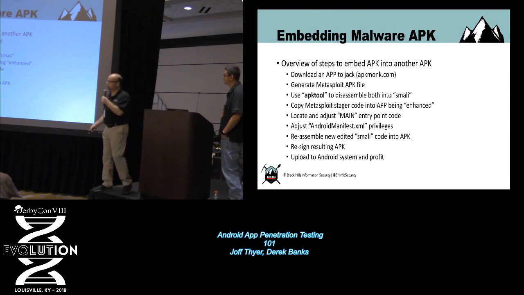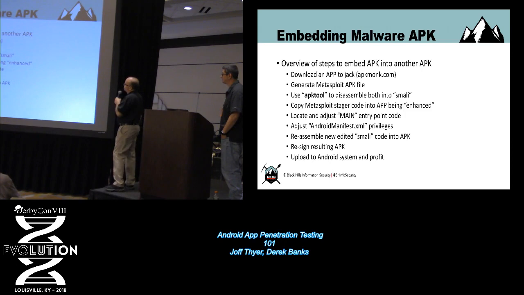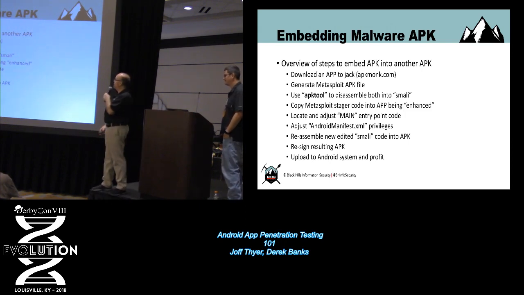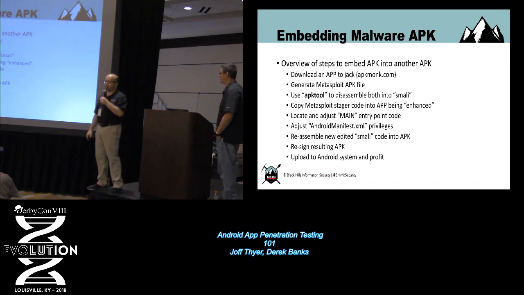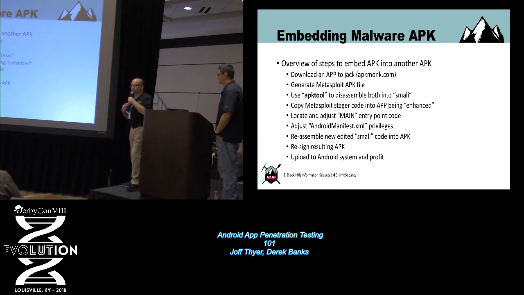You have to download an app to jack from APKMonk or something like that. You have to generate the Metasploit APK file. Thanks to the Metasploit project, MSFvenom will do that for you. You need to use apktool to disassemble both of them into Smali. You need to copy the Metasploit stager code into the app that is being enhanced. And then we need to locate and adjust the main entry point. We need to adjust the Android manifest. We need to reassemble the newly edited code. We need to re-sign the APK file. And then we need to sideload or upload it to an Android and profit.